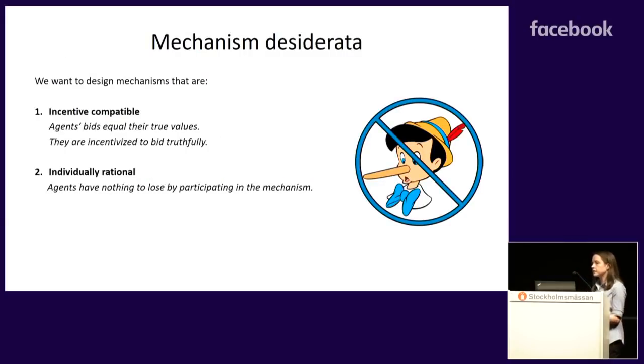But this brings me to some properties we would like our mechanisms to satisfy. The first of which is incentive compatibility. We would like our mechanisms to be incentive compatible, which means that all buyers are incentivized to bid truthfully. And we would also like our mechanisms to be individually rational, which means the agents have nothing to lose by participating in the mechanism. So no one's going to walk away with negative utility.